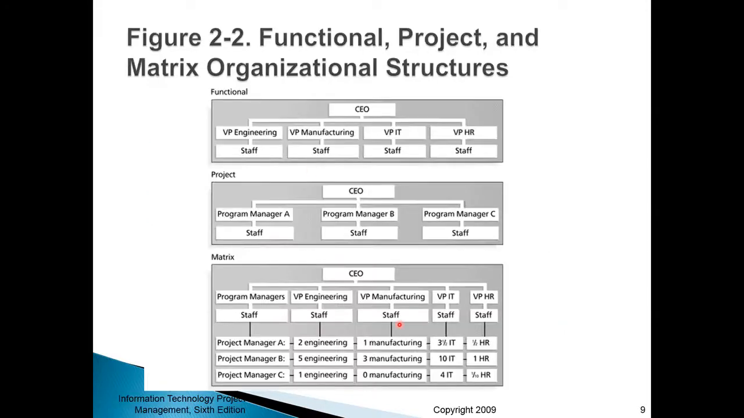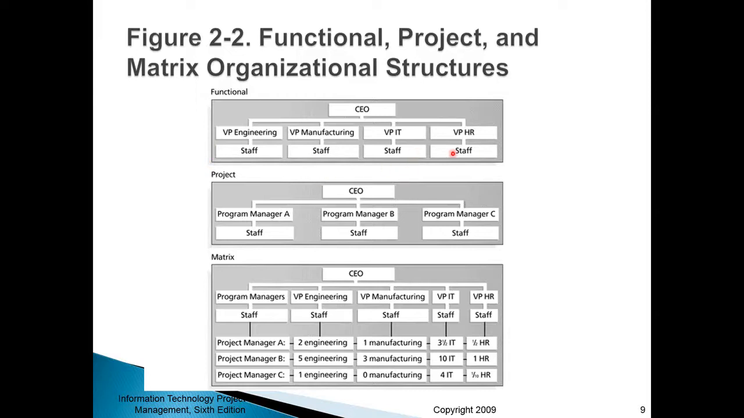Now, functional form is the traditional way of organizing a corporation. So you have a CEO, Chief Executive Officer, at the top, and then the entire organization is divided into divisions or departments. For example, you have engineering department, you have manufacturing department, you have IT department, you have HR department. And there is a vice president reporting to the CEO in charge of each of those departments. And then each vice president will have his staff: engineering staff, manufacturing staff, and so forth.